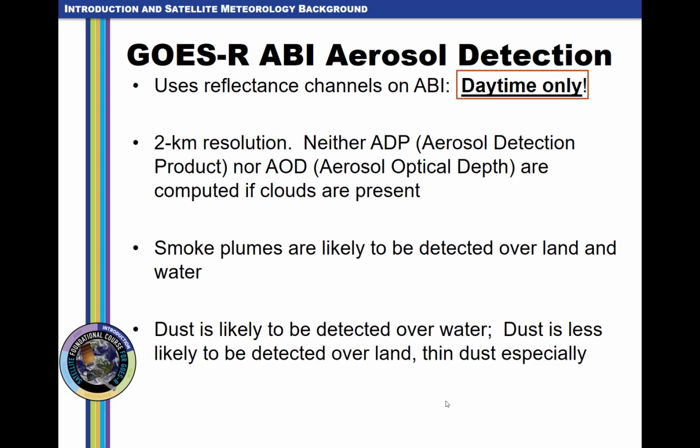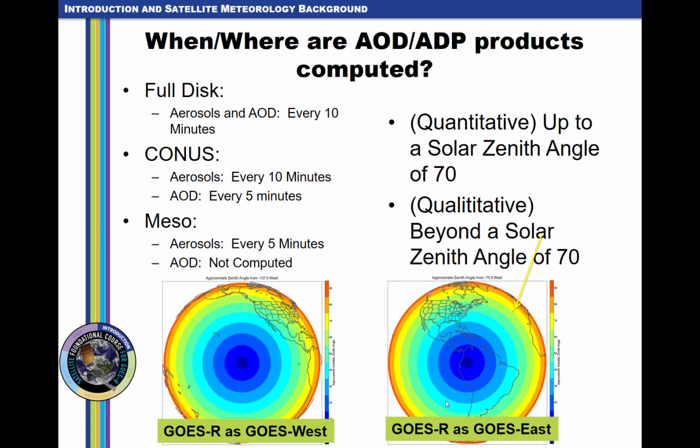Land is pretty reflective at some wavelengths, and that reflectance makes it a bit harder to detect aerosols over land relative to over water. When and where are these products produced? Quantitative estimates are limited to solar zenith angles of less than 70 degrees, which is the yellow band in the images of the GOES footprints. Be cautious using products at high zenith angles, where the results are only qualitative.